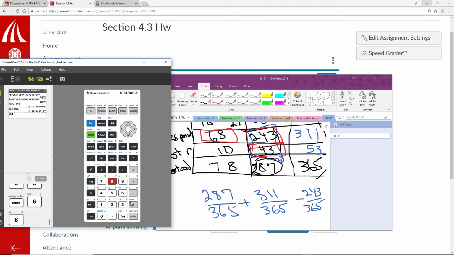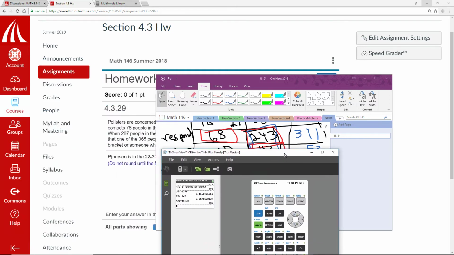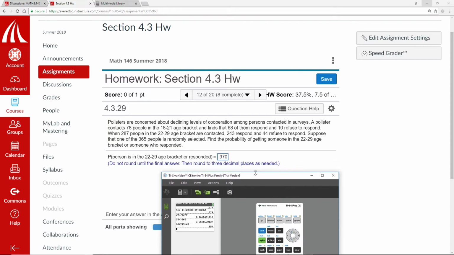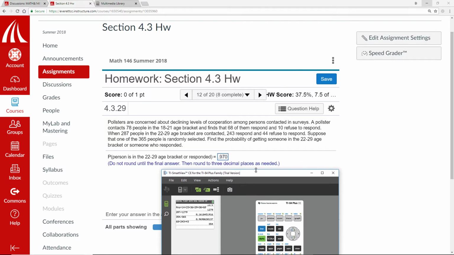68 plus 243 plus 43. 354, and that's out of 365. We should be good there. The probability that a person is in the 22 through 29 age bracket or responded.